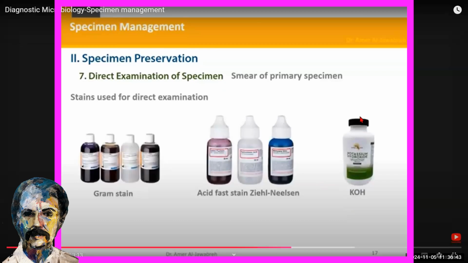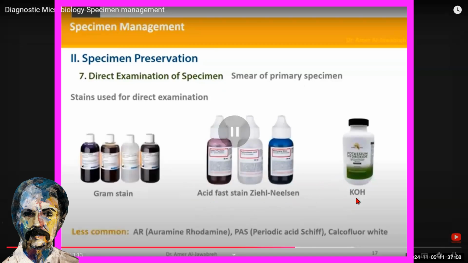Of course, back here, acid-fast from primary specimen, we usually make acid-fast stain from the sputum directly. And under the microscope, you will see the blue background because we have methylene blue here, and you will see the red bacilli because it's carbol fuchsin.